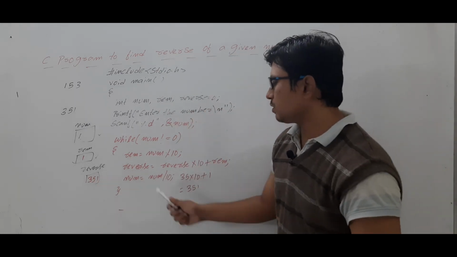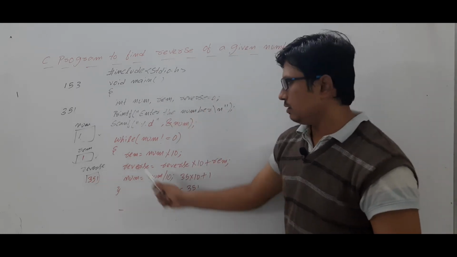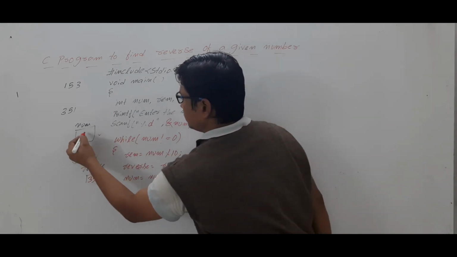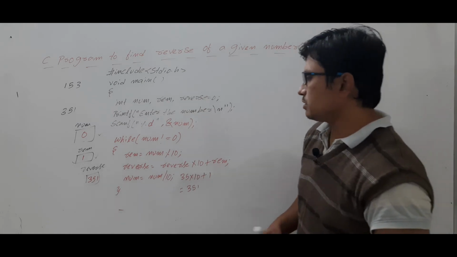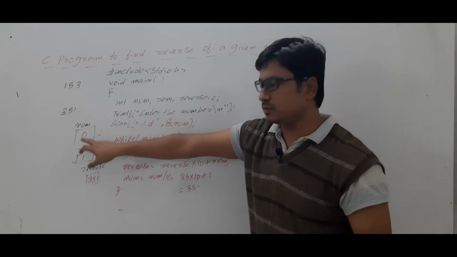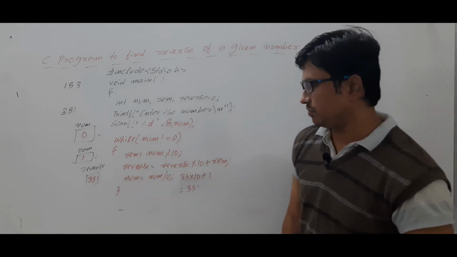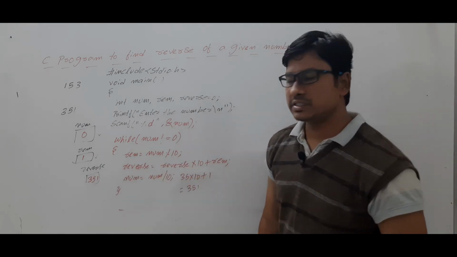Now num is equal to num by 10. Num is 1. 1 by 10, you will get the quotient as 0. Okay, so after executing these three statements, num is updated to 0, remainder is updated to 1, reverse consists of number 351. All these three statements are done.